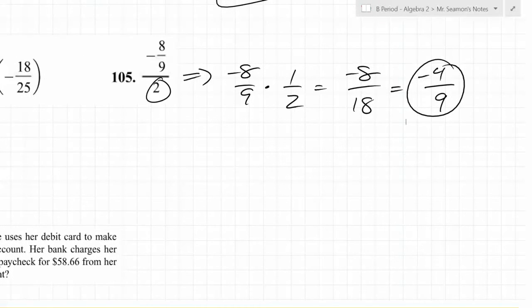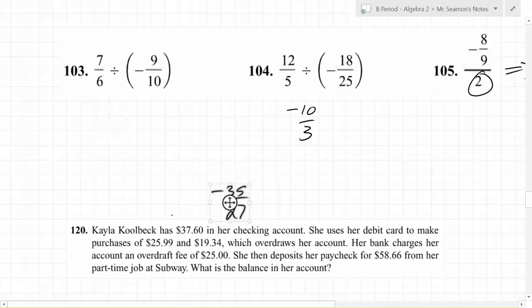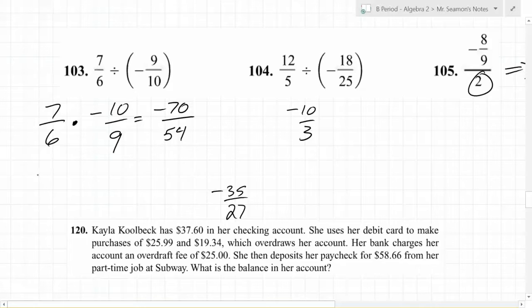Can we do the work for the other two? Yes, we absolutely can. So we think it should be this one. If you divide, dividing is what? Multiplying by a reciprocal. So it's going to be this times negative 10 over what? 9. So that's negative 70 over what? 54. And then you can just keep on simplifying by dividing by 2. What's half of 70? 35 over 27. Hey, it does work. Nice.